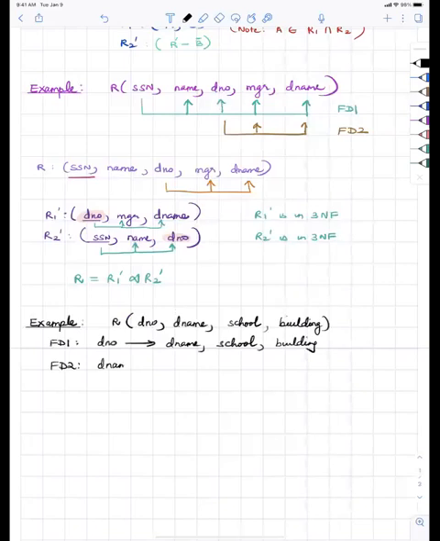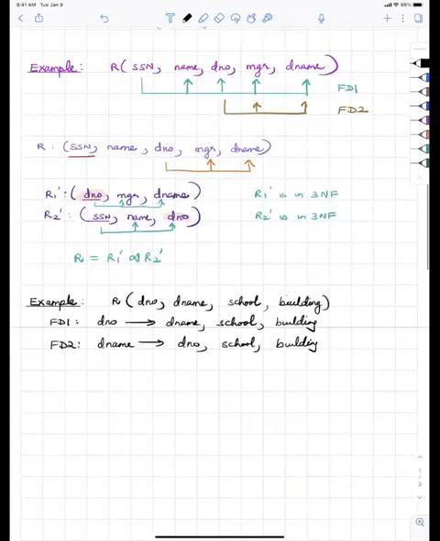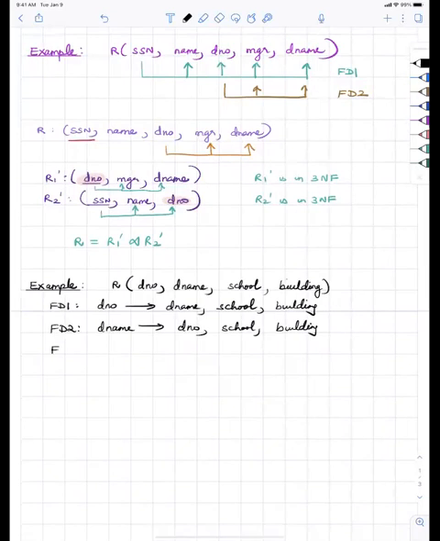You're also given that D name determines D number, school, and building. Again, since D name determines everything else, D name is also a key. So you have two candidate keys, D number and D name. And then you have this third functional dependency, building determines school. So we have three functional dependencies. And if you look at this, you know that it's not in third normal form.